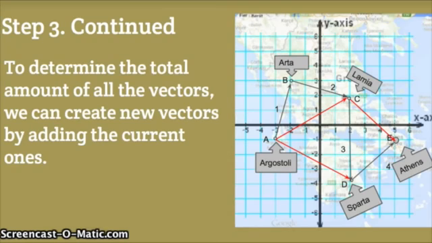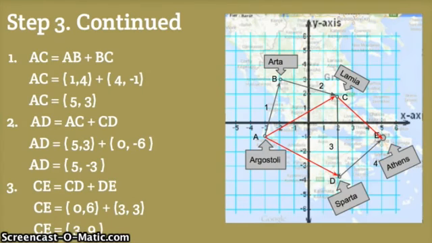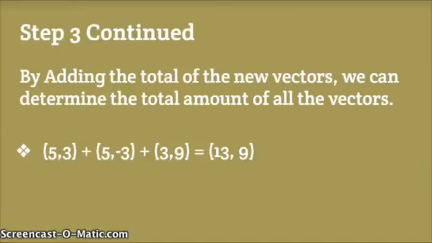To determine the total of all the vectors, we can create new vectors by adding the current ones, such as AC equals AB plus BC, giving us AC equals (5, 3), AD equals AC plus CD, giving us AD equals (5, -3), and finally CE equals (3, 9). By adding the total of the new vectors, we can determine the total of all the vectors. So by adding all the vectors that we found, we got (13, 9).